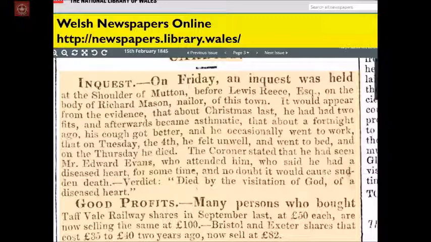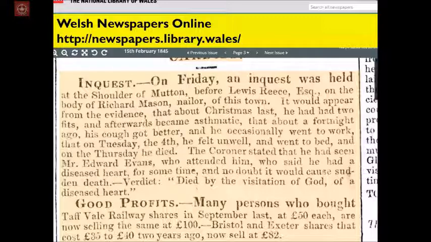So the inquest was held at the Shoulder of Mutton before Lewis Rees, Esquire, on the body of Richard Mason, nailer of this town. And it would appear from the evidence that about Christmas last he had 2 fits and afterwards became asthmatic. That about a fortnight ago his cough got better and he occasionally went to work, and that on Tuesday the 4th he felt unwell and went to bed, and on Thursday he died. They're always very matter-of-fact about it.